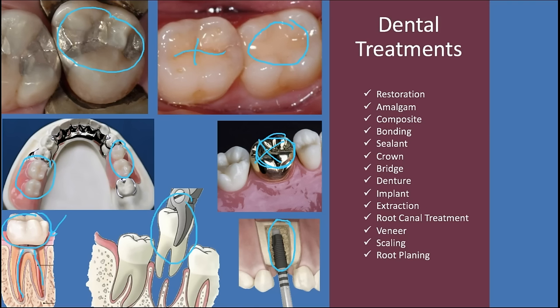A veneer is a thin artificial cover for a tooth to correct its shape or color. Veneers can be made of ceramic, composite, or acrylic resin. Scaling is a procedure that uses instruments to remove plaque, tartar, and stains from teeth. And root planing refers to the cleaning of a tooth root to remove bacteria, calculus, and diseased cementum surfaces.